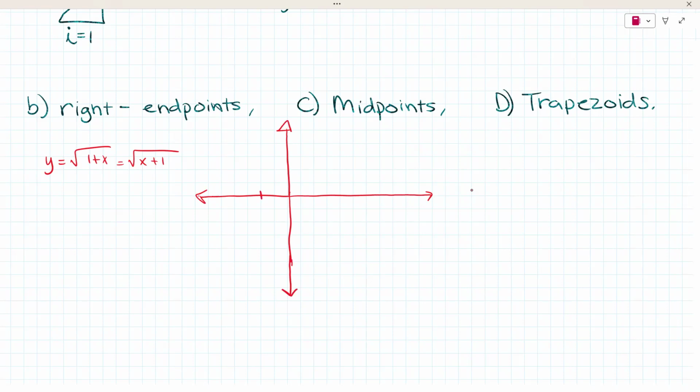Okay, so here's -1. And let's pretend 9 is right here. And we've got to find the area between -1 and 9 using right, left, midpoint, and trapezoid, right? So let's start with the left.